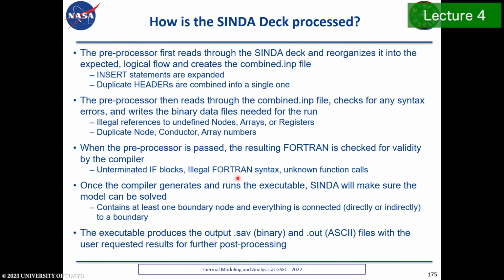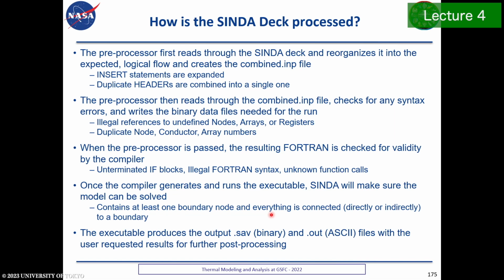Once it's done and it gets through the compile portion, it's then going to generate and run the executable. And Cinda is going to make sure that that model can be solved. So it's got to contain at least one boundary node, and it's got to have everything connected either directly or indirectly to a boundary. So as long as it can find its way to a boundary, you're good to go. But if you've got something that's orphaned and has no connection to a boundary, Cinda will terminate and say, unconnected nodes found. The executable program generally produces two output files.